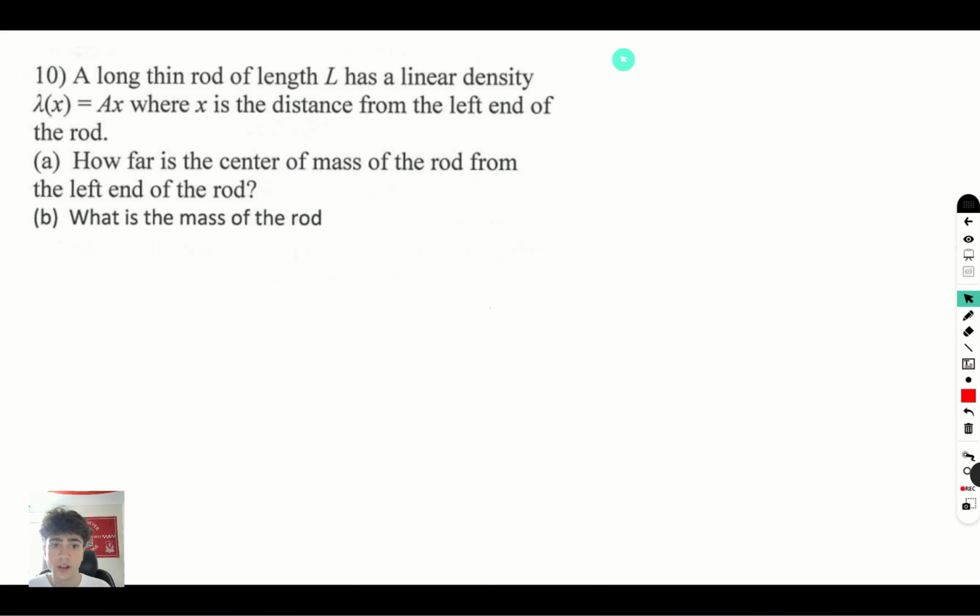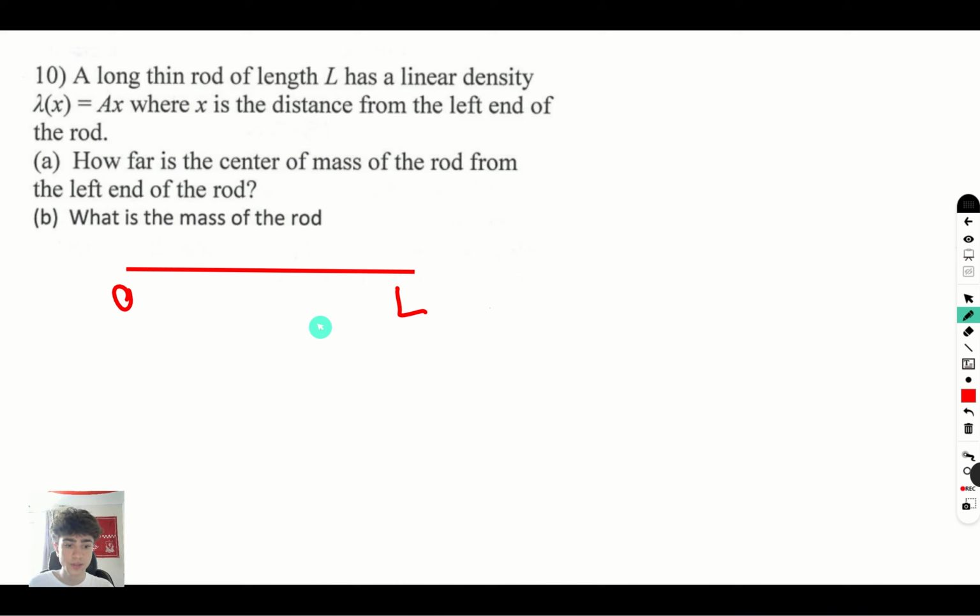The prompt tells us a long thin rod of length L has a linear density lambda of x equal to a times x, where x is the distance from the left end of the rod. Part A of the problem is asking how far the center of mass of the rod is from the left end of the rod, and part B is asking what the mass of the rod is. Now let's set up a simple diagram just to get a better visual of the problem. Here's our rod, and it is going from length 0 here to length L over here.